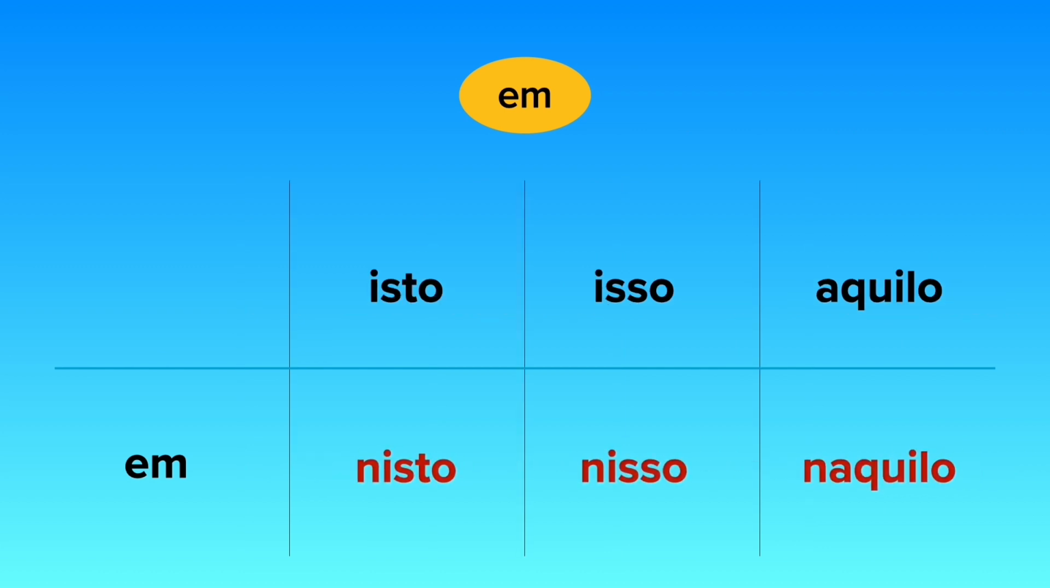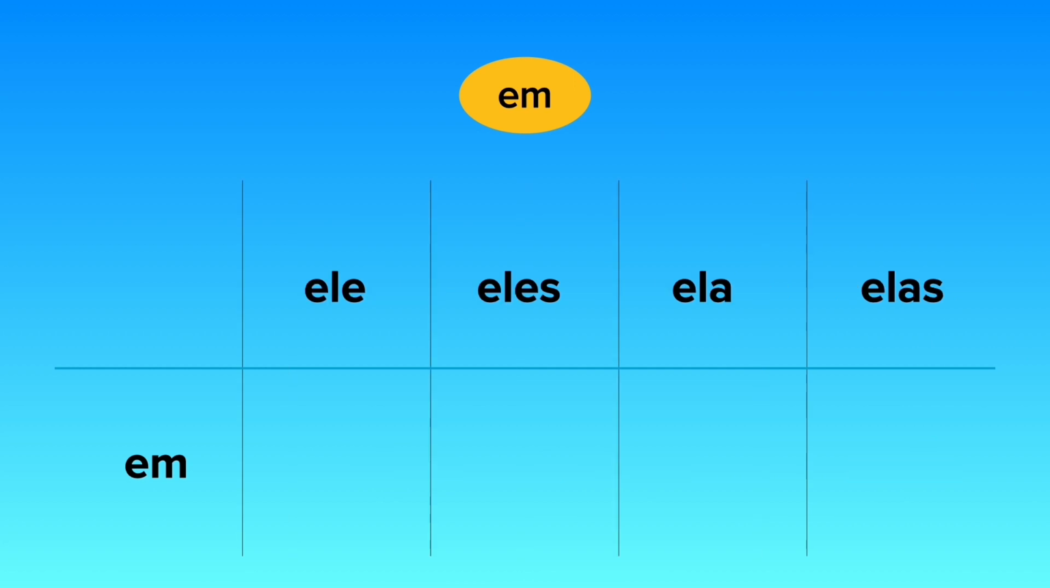With isto, it becomes nisto. And with isso, it becomes nisso. And with aquilo, it becomes naquilo. With the pronouns ele, ela, and their plural forms, nele, neles, nela, nelas.